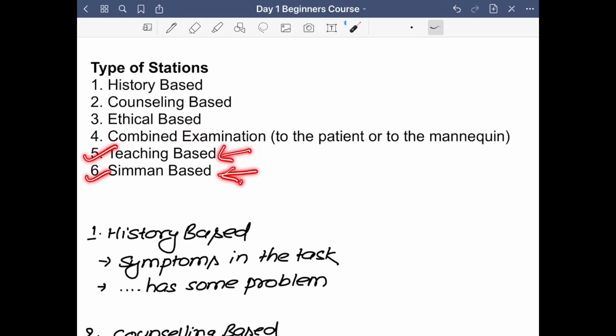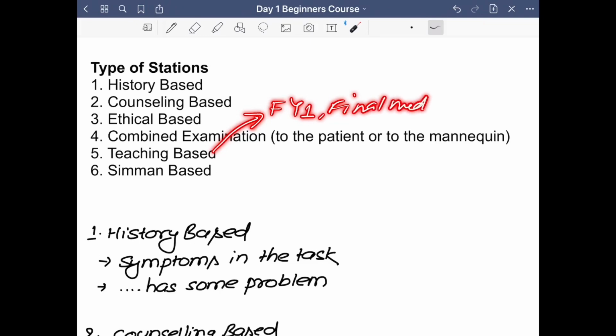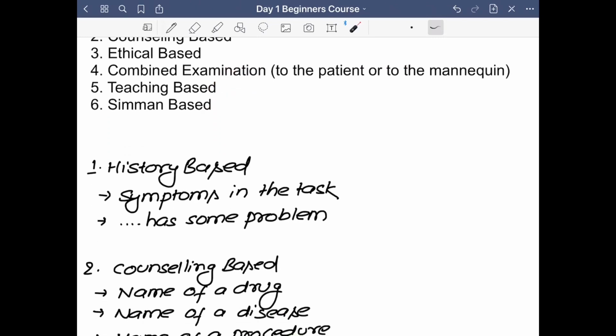In the teaching-based station, you have to actually do the teaching to either an FY1 colleague, a final year medical student, or a nurse. And we have a SIMMAN. I will let you know what exactly the SIMMAN is, and I'll also discuss how to identify the SIMMAN-based station. Now, how to identify the history-based station?